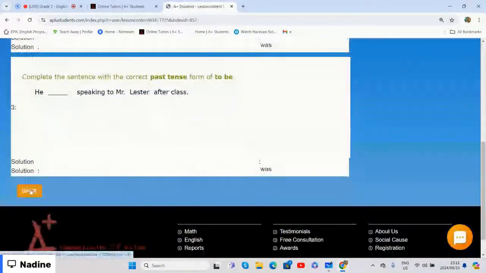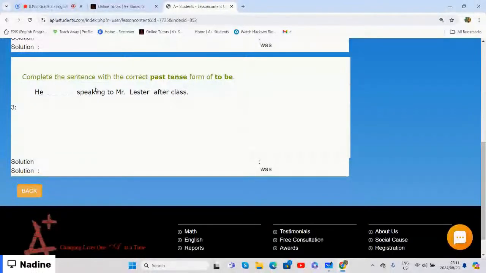Because if you think about the past tense, right? Let's say, for example, if we look at this example of to be, like an activity, it says he speaking to Mr. Lester after class. It is basically about your tense, right? So it's like I was saying with a present tense, for example, if you make mention of I, then you will say I am.